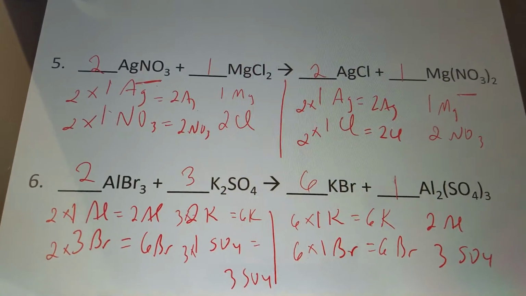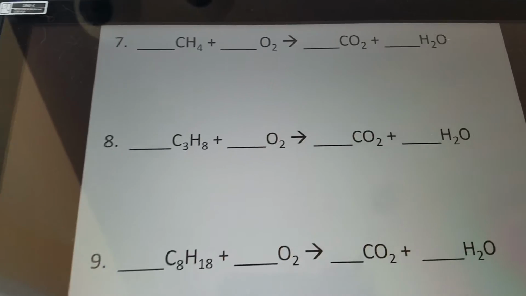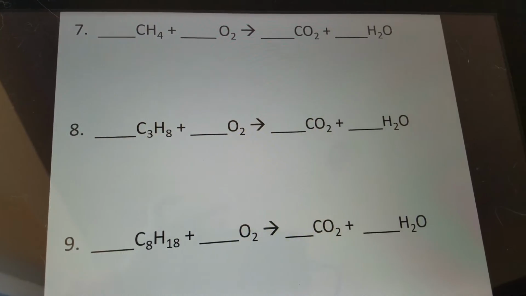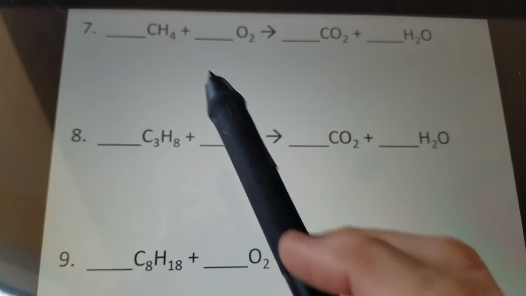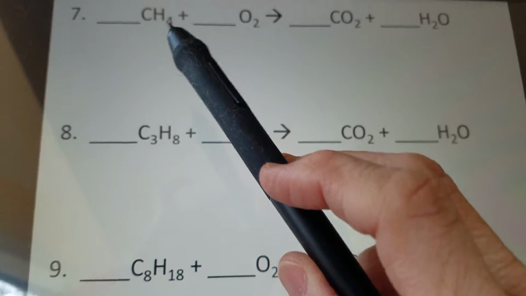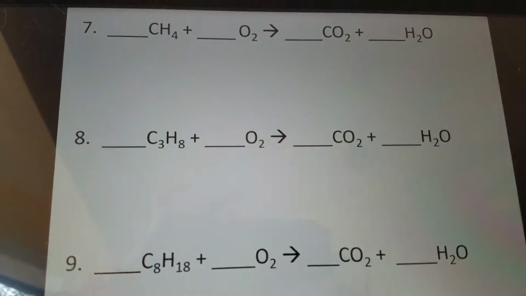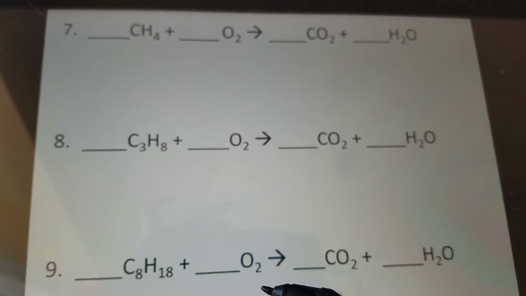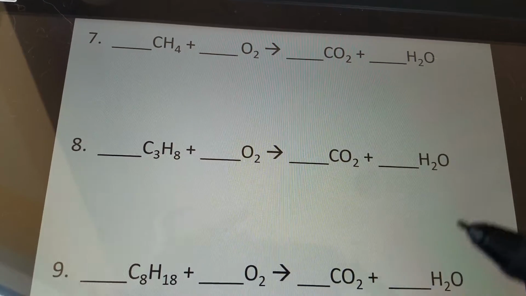Now I want to look at one other type of balancing. So there's a lot of practice problems on here that you can try, but I'm going to look at one like this. Now if you'll look at this particular set, you can see that all of them start off with a compound that has carbon in it. These, remember, are organic compounds. And everything else is the same. So they're all reacted with oxygen, and the products are always the same, carbon dioxide and water.